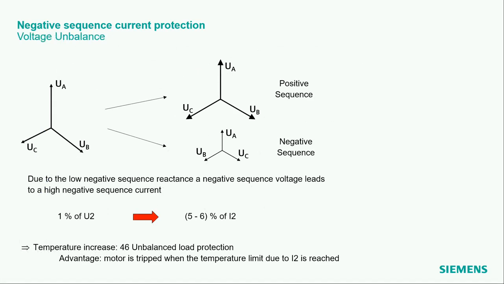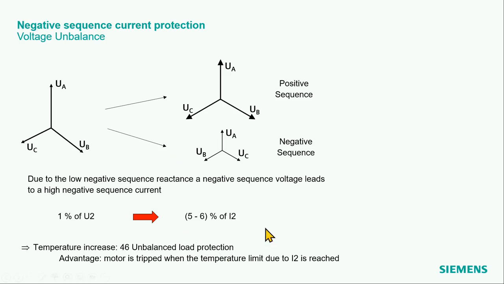The other effect is if we have a voltage unbalance, then I also get negative sequence current. And here a relatively small negative sequence voltage creates a relatively big negative sequence current. You see that here, these are kind of rule of thumb values. If you have a percent of U2 negative sequence voltage, you get 5 to 6% of negative sequence current here. So it's a very sensitive thing.